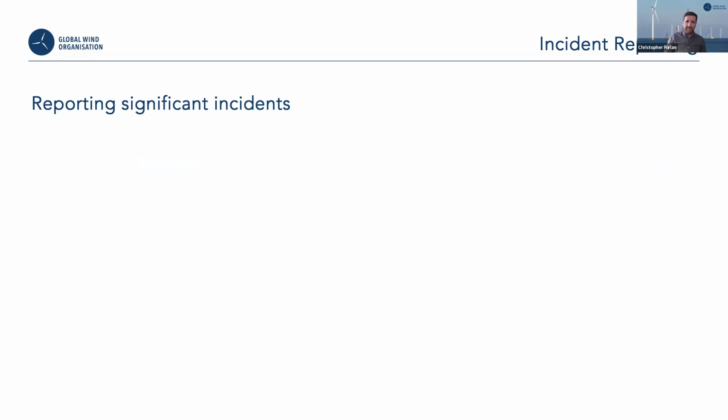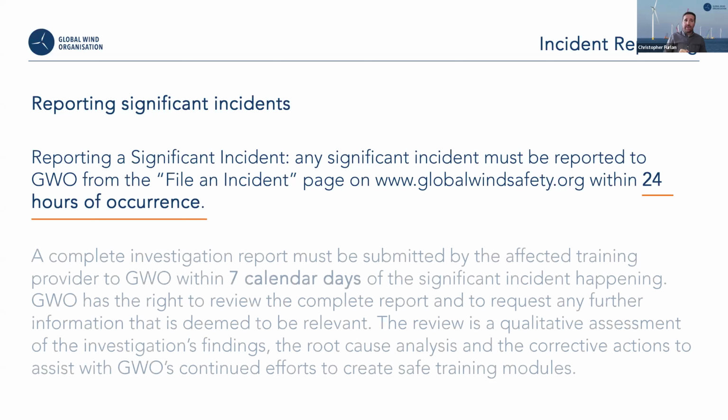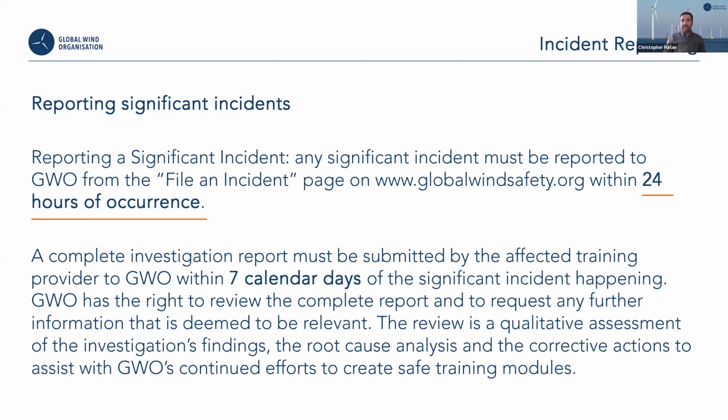Significant incidents, slightly different, must be reported to GWO, but within 24 hours of occurrence. In addition to that, when it's a significant incident, an investigation report must be submitted by the affected training provider within 7 calendar days of the significant incident happening. We have the right to review and complete the report to request further information that is deemed relevant.